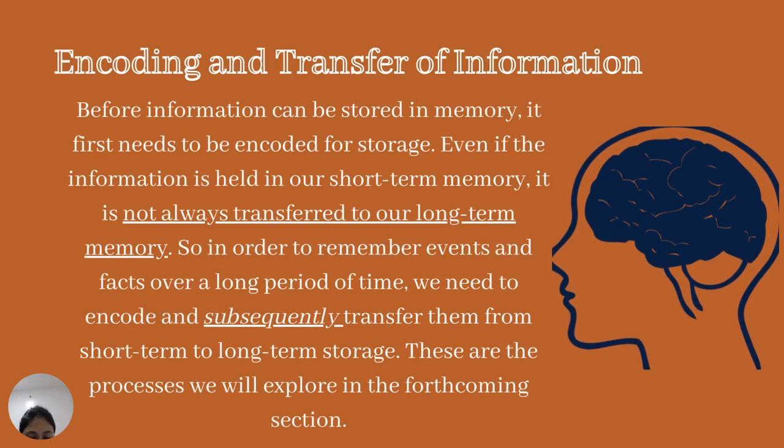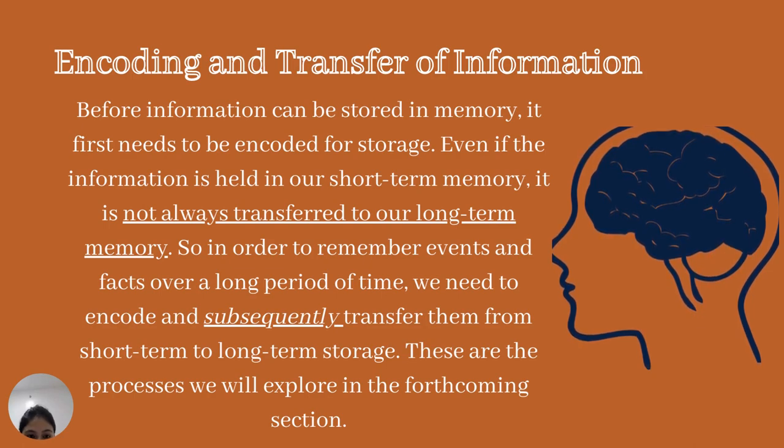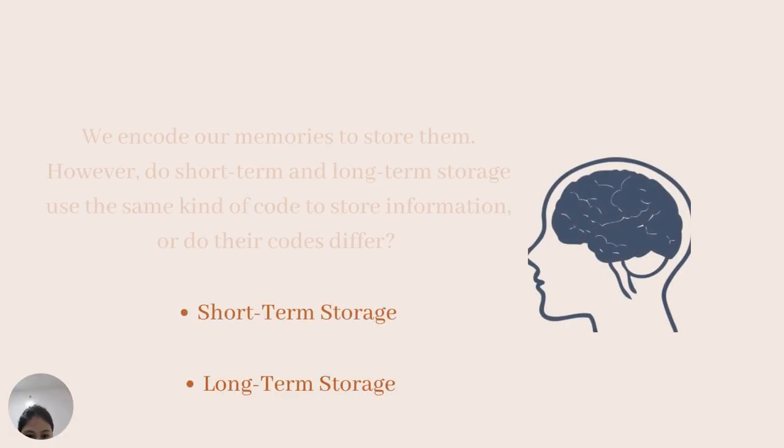So before the information can be stored in our memory, it first needs to be encoded for storage. Even if the information is held in our short term, it is not always transferred to our long-term memory. So in order to remember events and facts over a long period of time, we need to encode and transfer them from short to long-term storage. And these are the processes that we will explore in the forthcoming section.